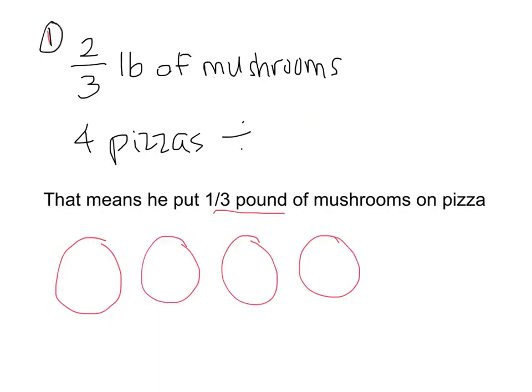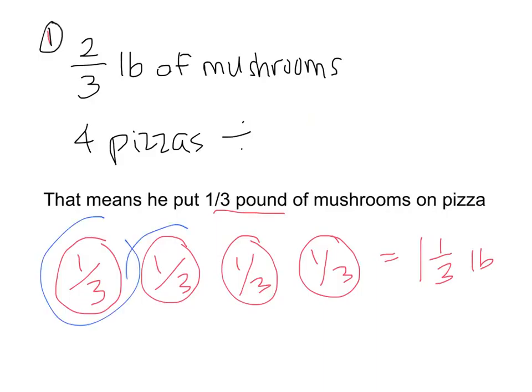And he has a total of 2/3 pound, but he says he put 1/3 on each of them. If he did that, how much would he have altogether? 1 1/3, right? The total would equal 1 1/3 pounds. But how much does he have? 2/3. All he has is 2/3. He does not have enough. He has only enough for 1 pizza, 2 pizza. But he has how many pizzas? 4, right? So it's unreasonable. 1/3 is half of that, and he needs to distribute it amongst 4 pizzas, not 2.